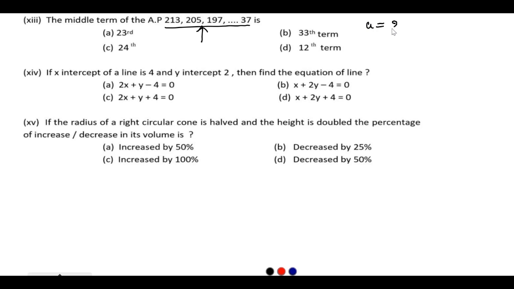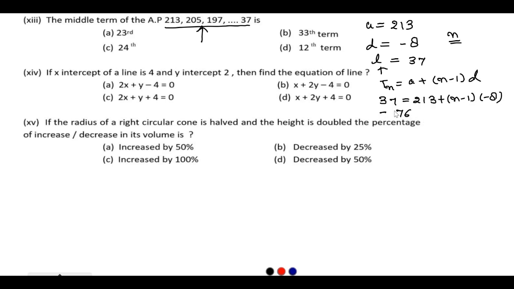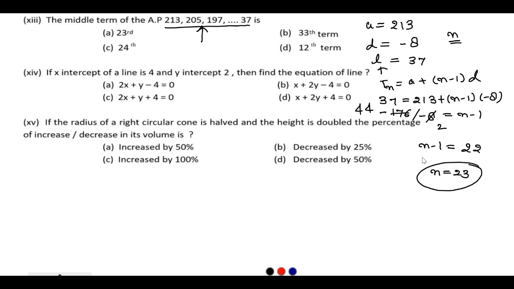In this AP, the first term A is equal to 213, the common difference D is -8, and the last term is 37. If the number of terms is n, then this is the nth term. So apply the formula Tn. The number of terms in this AP is 23. This is an odd number. It means its middle term will be the n plus 1 by 2th term. Means the 12th term will be its middle term.